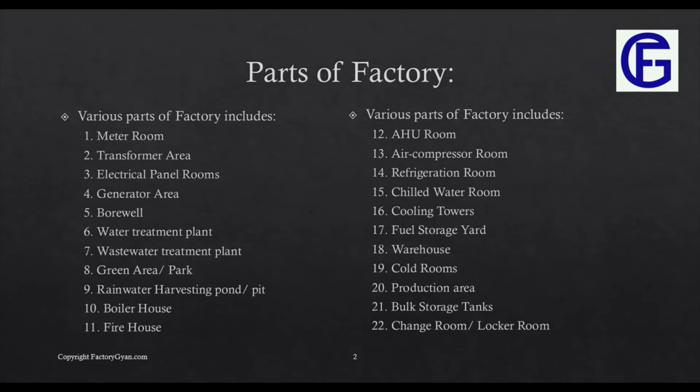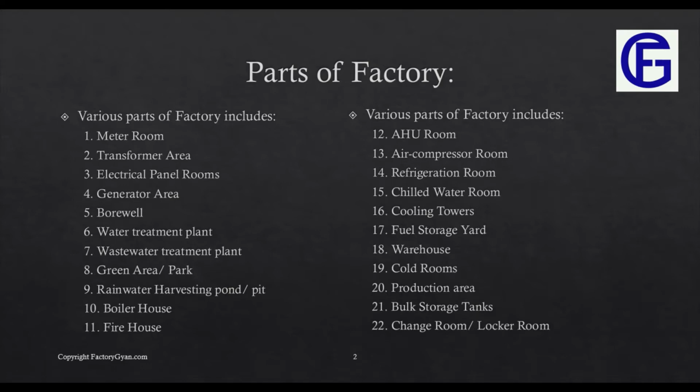Then line item number 12 is the AHU room. So there can be an AHU room separately in a factory, or the AHUs can be kept segregated. It all depends upon the design. But you will find that some of the pharmaceutical factories or the food factories will be having a separate AHU room, through which the air will be supplied to various areas inside the factory.